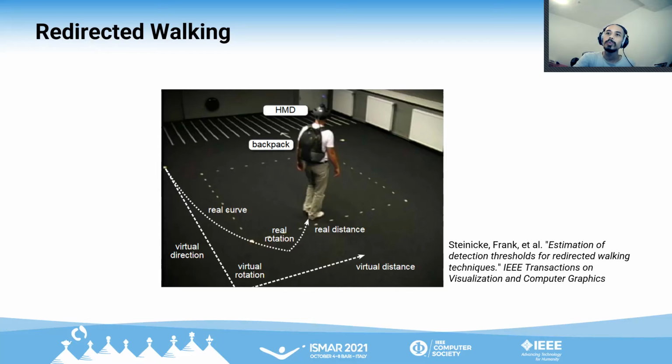With redirected walking, we can decouple the shape of the user's physical path and their virtual path without interfering with their virtual experience. And so the end result is that by applying redirection, we can steer the user along different paths in the physical world and steer them away from objects without interfering with their virtual paths.